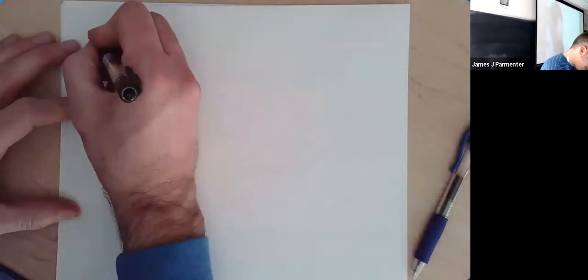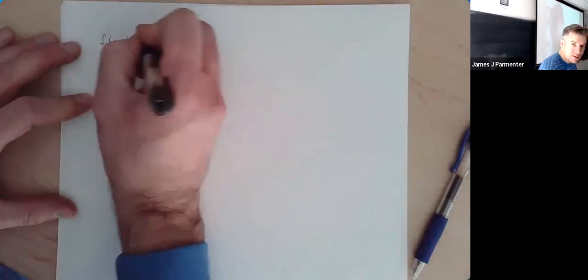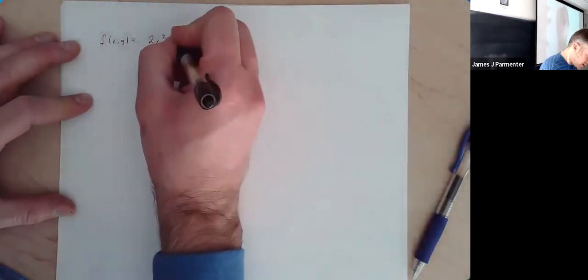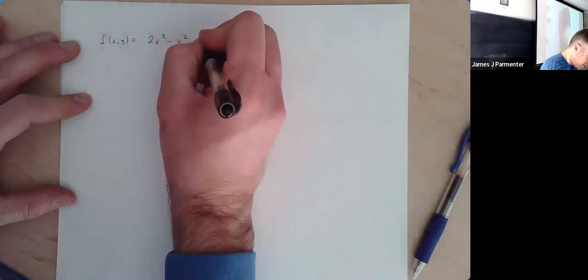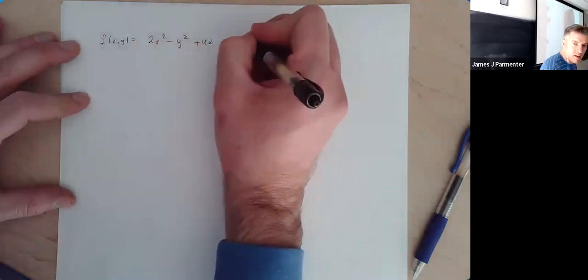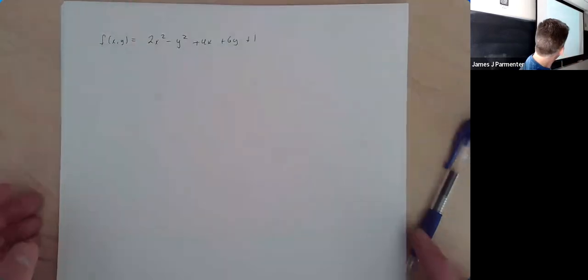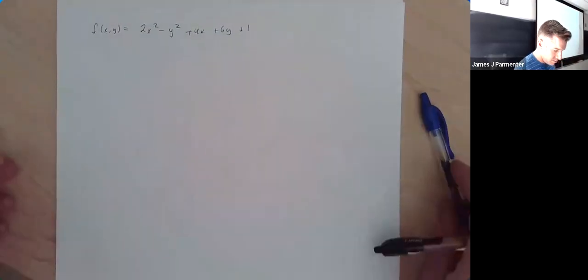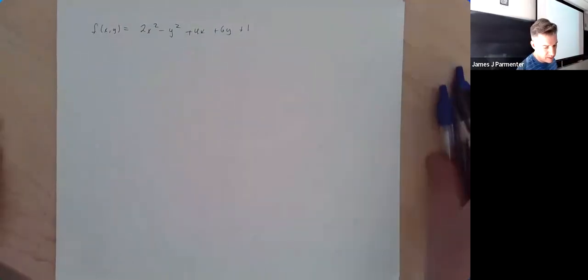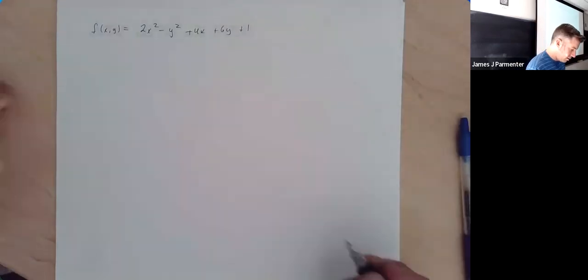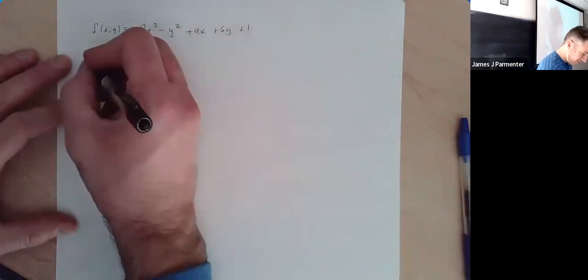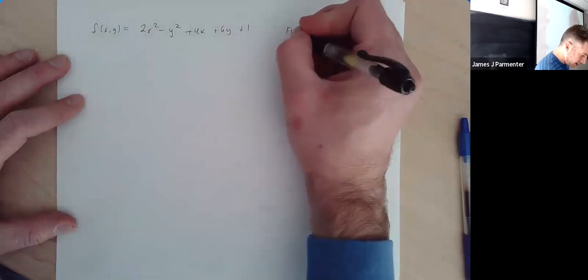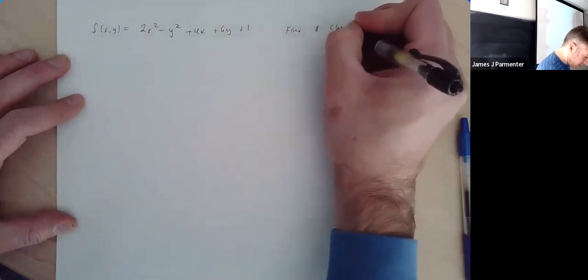Let's say we had the following. Let's say our function was f of x,y equal to 2x squared minus y squared plus 4x plus 6y plus 1. This example, I would say, is probably more likely what you're going to see in 16C, where we want to find and classify all critical points.